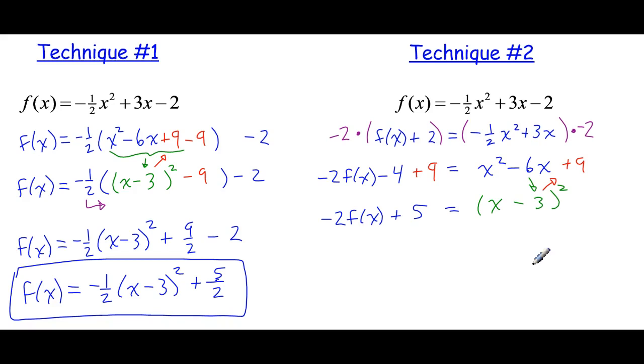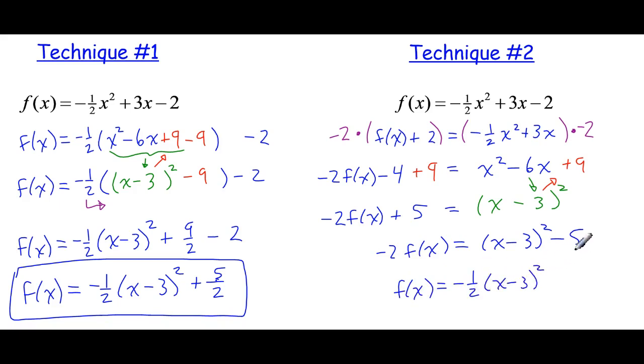One of the downsides is we're not done at this point. We've got to get f of x by itself. So I'm going to have to subtract that 5 to the other side. And I'm going to have to divide by negative 2, which will give us negative 1/2 x minus 3 squared, and negative divided by negative will give us positive 5 over 2. Notice, it's the same answer. We get the same answer either way, so both of these techniques will do the job you want to do.